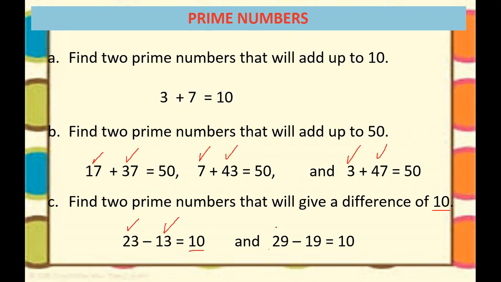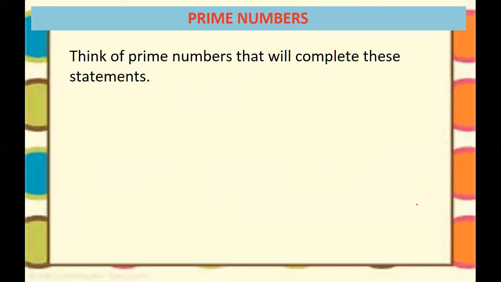We have 29, which is a prime number. And 19 is a prime number. And when we subtract, it will give us 10. Okay, remember, difference is subtract. Let's move on. Any question about this one? Okay.